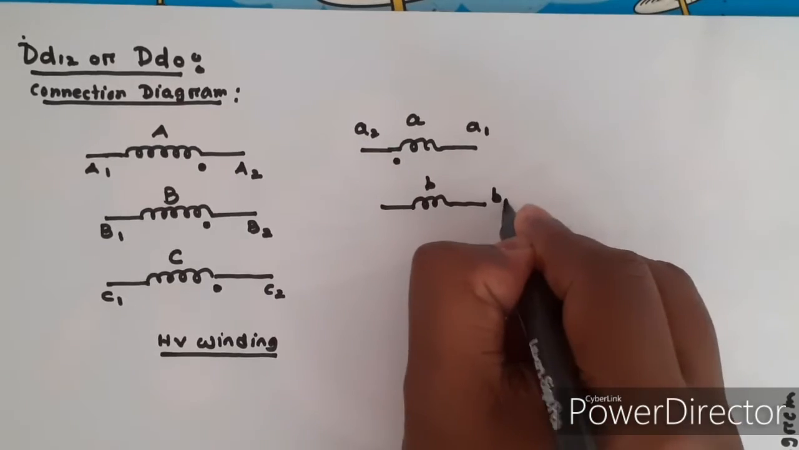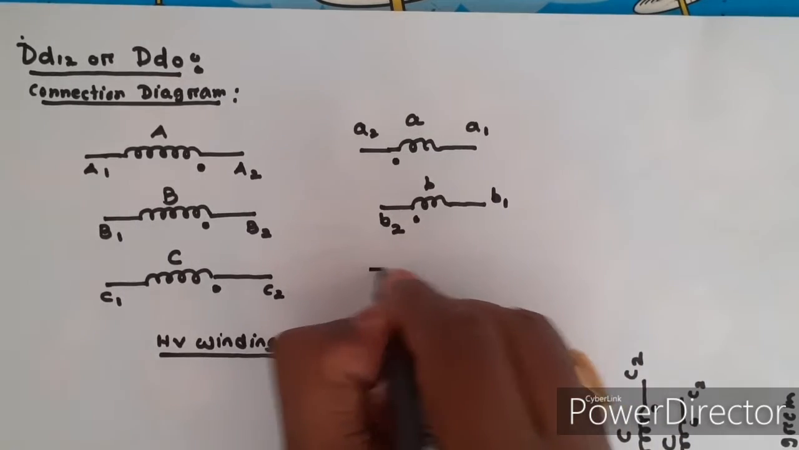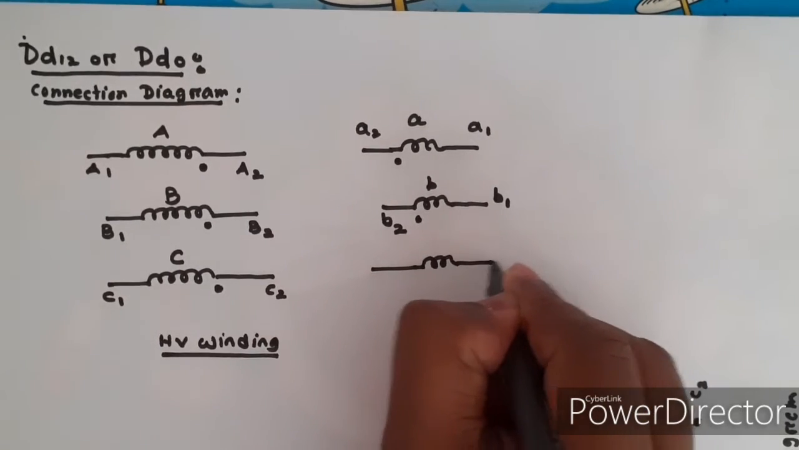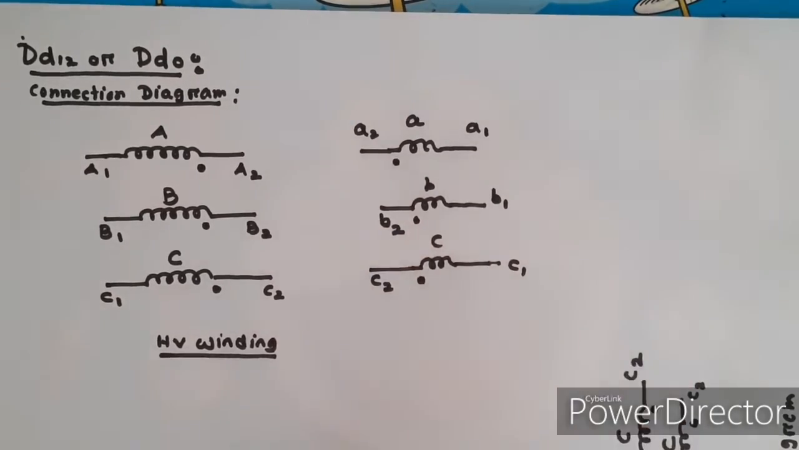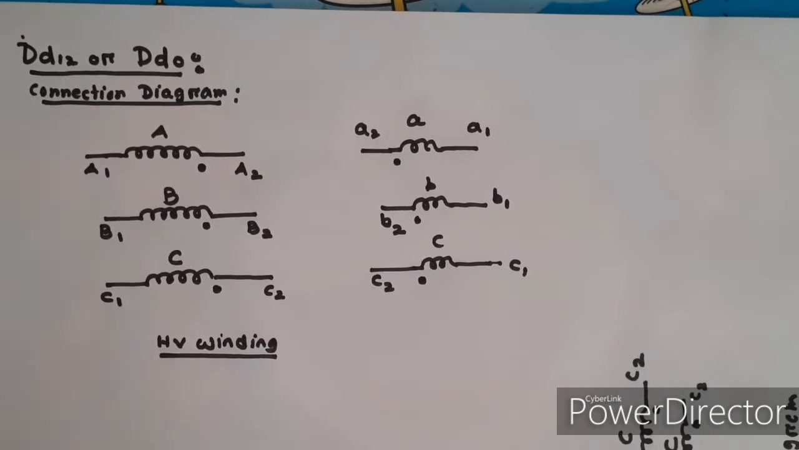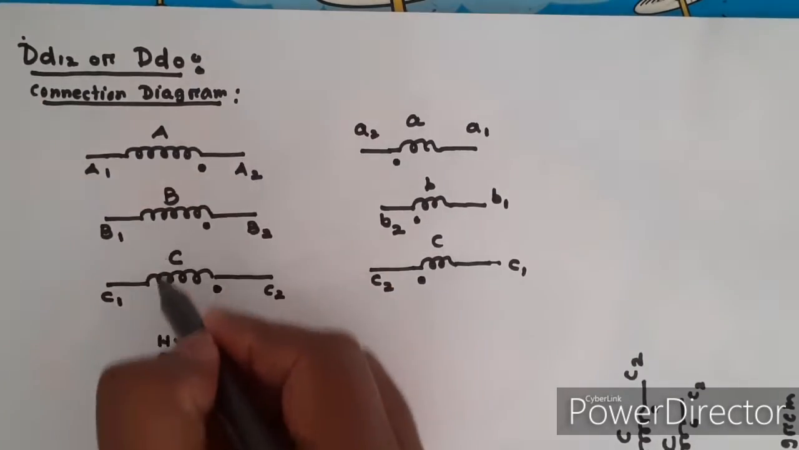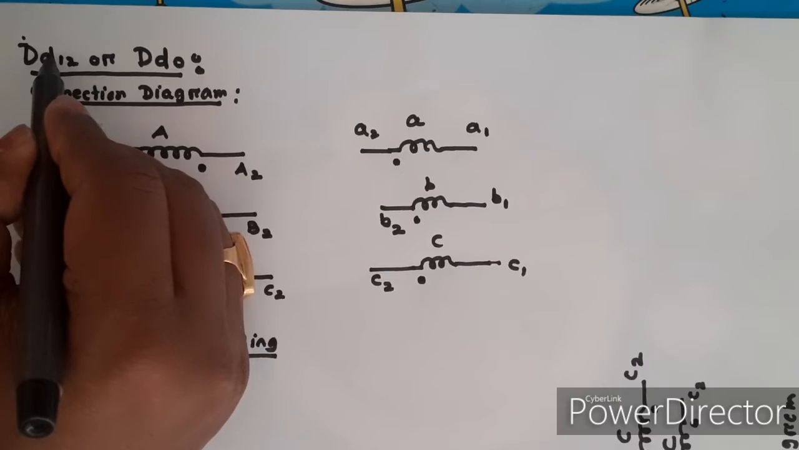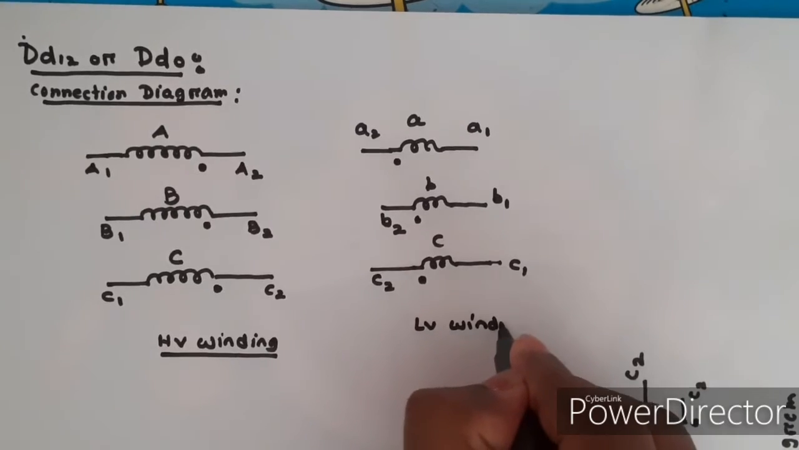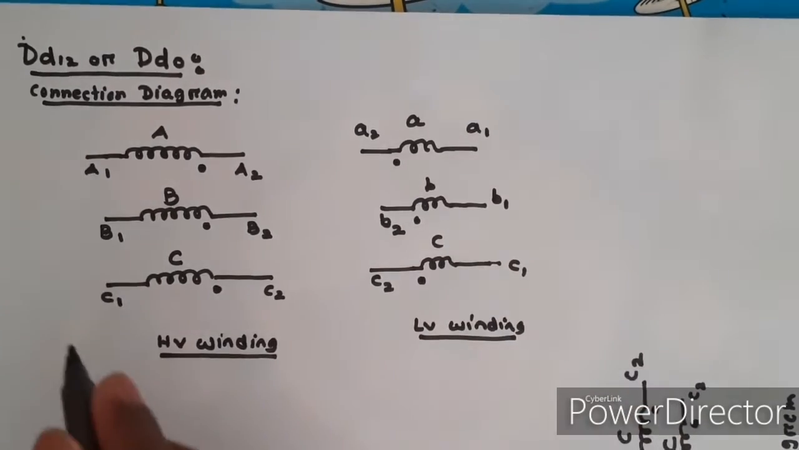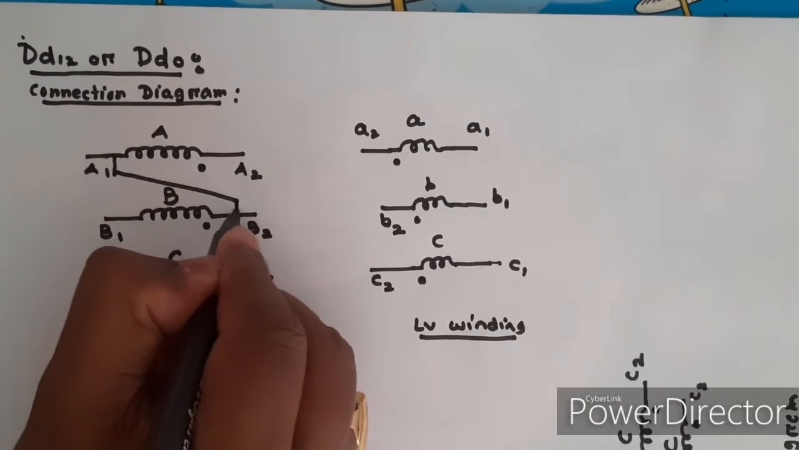B phase, starting is B1, end is B2. End is represented by a dot. This is the C phase, C1, C2, end is represented by a dot. For D, D means delta. High voltage is connected in delta. Small d means low voltage, which will also be connected in delta. For delta connection, A1 will be connected to B2.